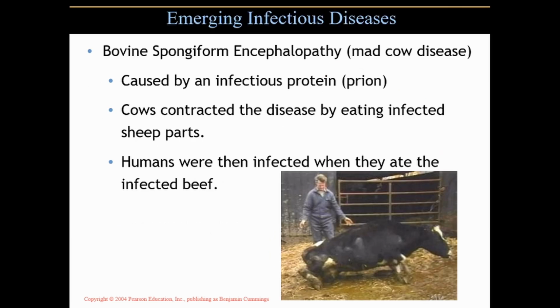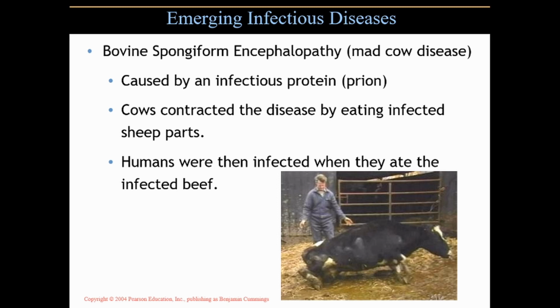Bovine spongiform encephalopathy. This is mad cow disease caused by what's called a prion. We'll talk about prions later. So cows contracted the disease by eating infected sheep parts. And then humans were infected when they ate the infected beef, so it was passed on.